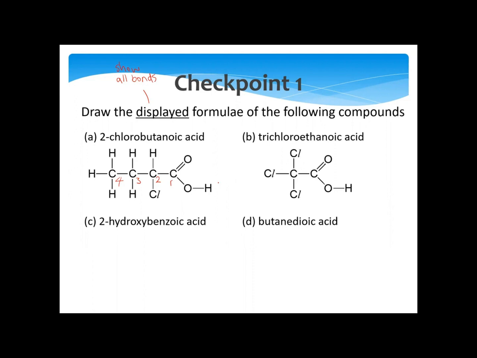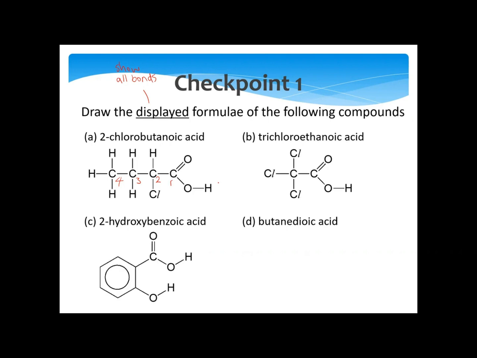Again, make sure you show all the bonds. A lot of times students forget to show all the bonds for the COOH group, or sometimes they draw the C double bond O, but they do not show the bond between O and H. So please be careful and pay attention. Next, 2-hydroxybenzoic acid. Maybe we can draw out benzoic acid first, and then on carbon number 2, there's a hydroxyl group. So this is how it looks.